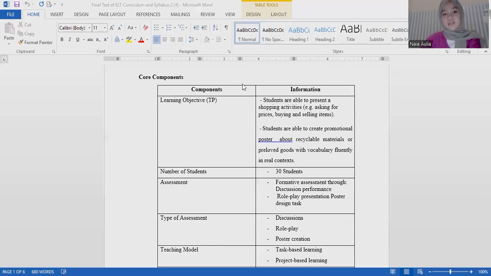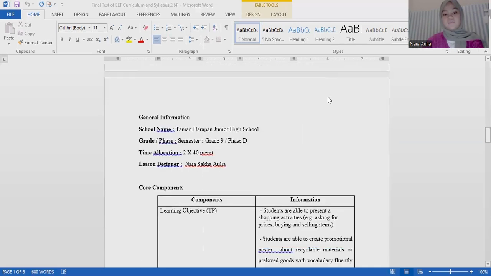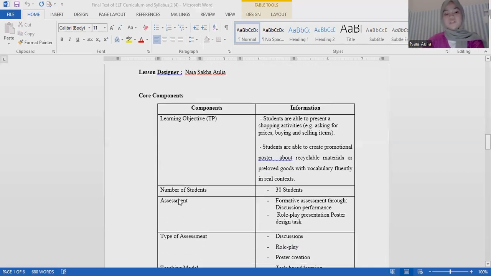for components and information. In the components, first is learning objectives. So sorry, I choose week 3, meeting 3. So these are the core components: students are able to present shopping activities, for example, asking for price, buying and selling items, and students are able to create a promotional poster about recyclable materials or reuse of goods with friendly vocabulary in real context.